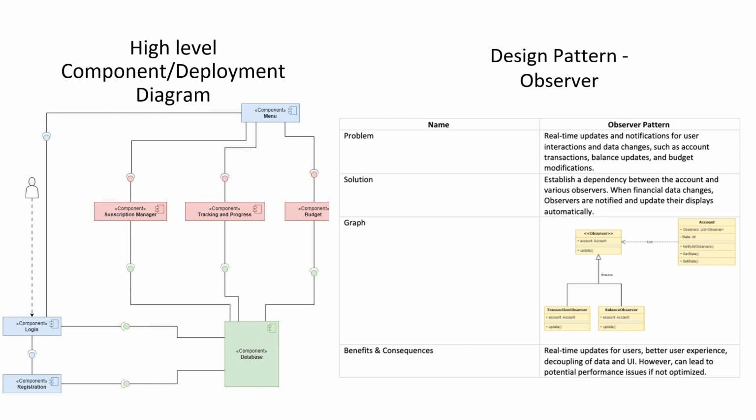For the graph, our class diagram, we have our account class serving as the subject of observation. It maintains a list of observers, which could include UI components like the balance display and the transaction history panel. Whenever there's a change in the account data, it notifies all registered observers so they can update their displays accordingly. Benefits and consequences. The observer pattern comes with a range of benefits. It effectively decouples the account data from the user interface, and the user receives real-time updates, so they are always aware of their financial status.